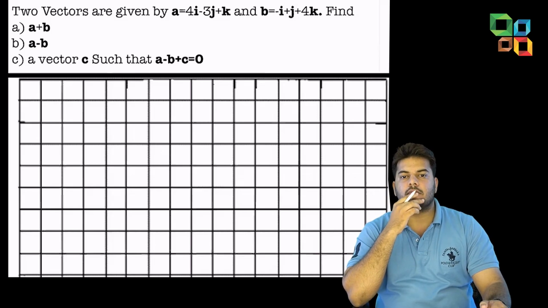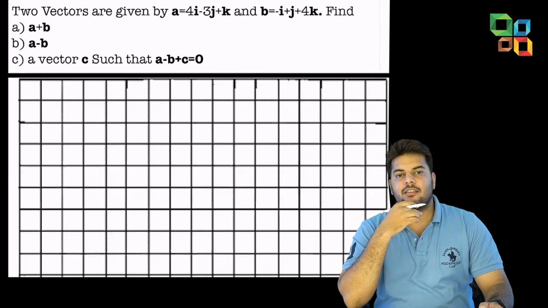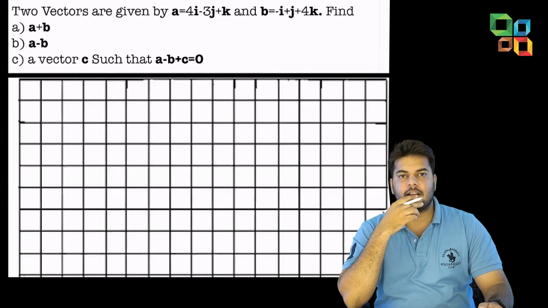Sir, I am there, sir. Sorry? Sir, I am here, sir. Yeah. Okay. Can you help me out? What is A minus B?